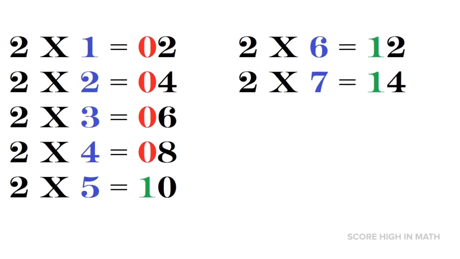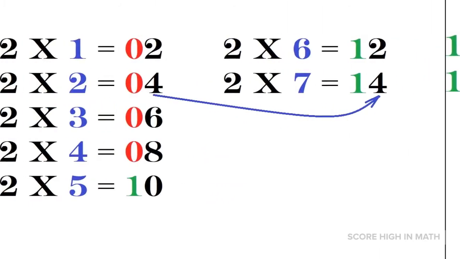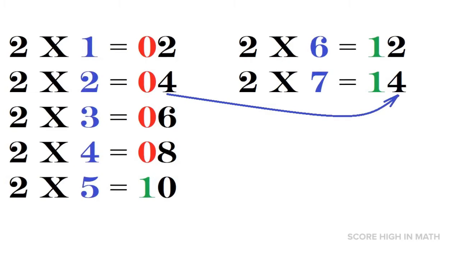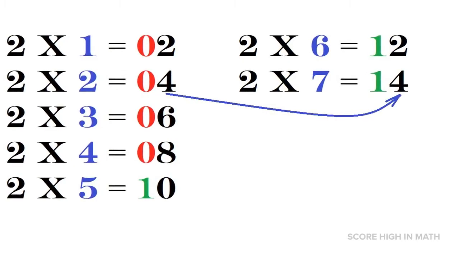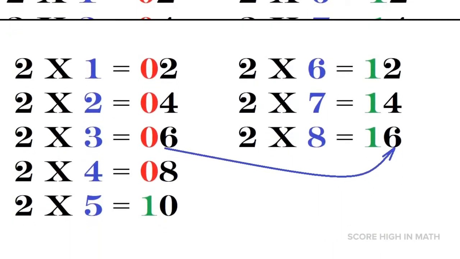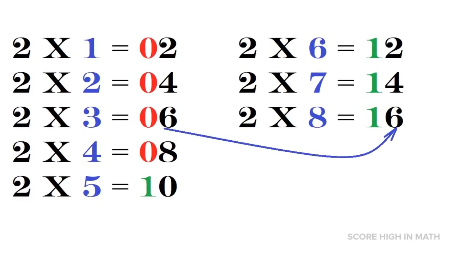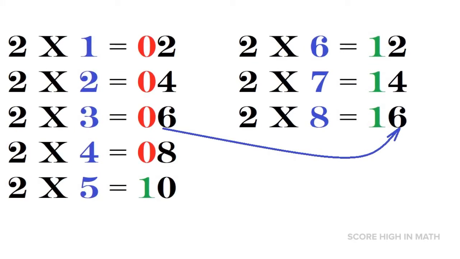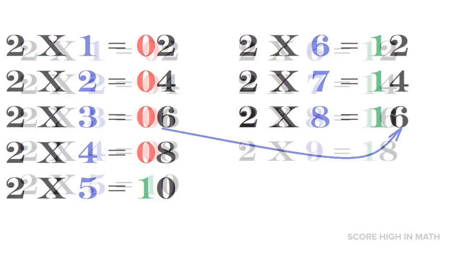2 times 7 is equal to 14. You took the tens from 2 times 5 and the ones from 2 times 2. That is why it is 14. 2 times 8 is equal to 16. You took the tens from 2 times 5 and the ones from 2 times 3. That is why it is 16.